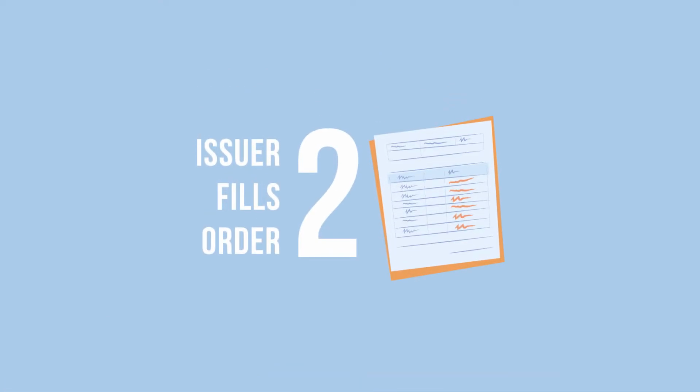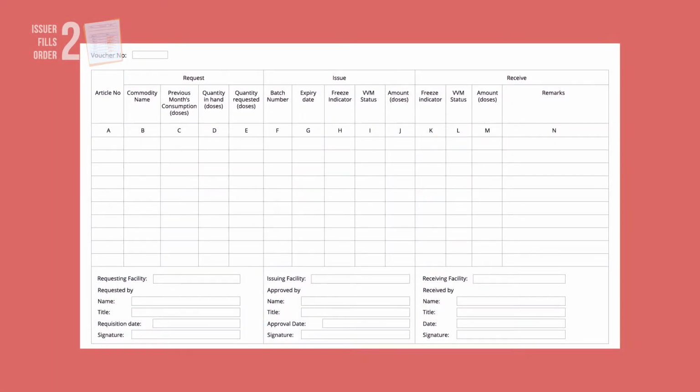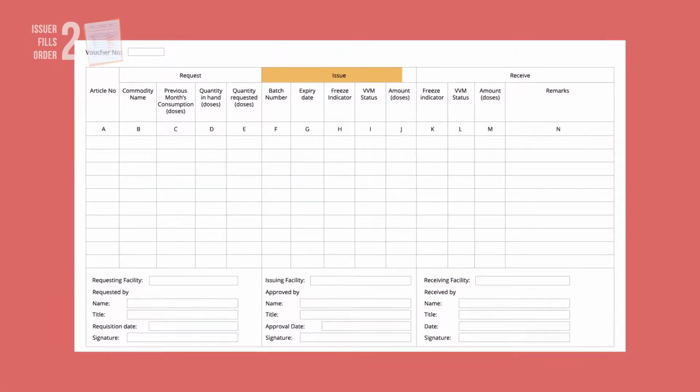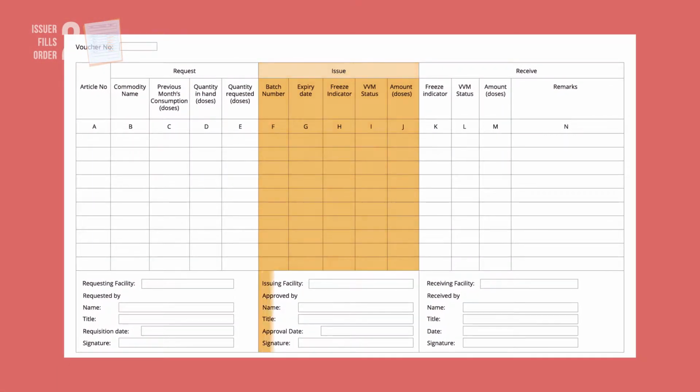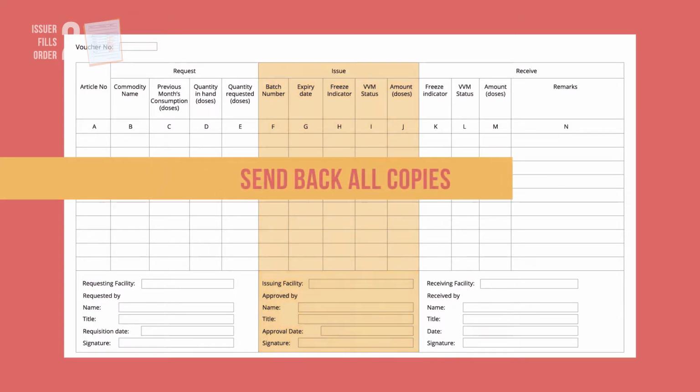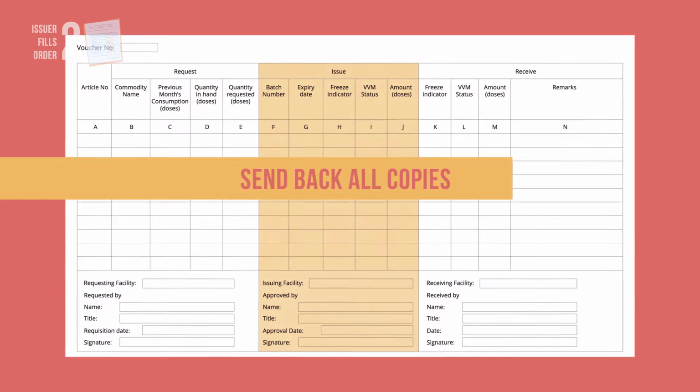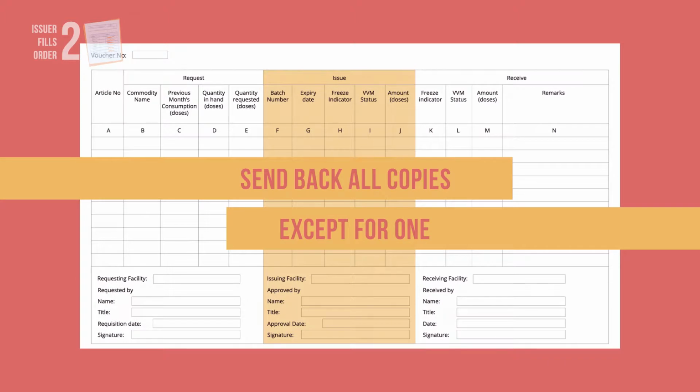Next, the voucher arrives in the district office. The person in charge of filling orders will fill the order, sign the form, and send back all the copies of the voucher to the health facility, except for one copy. The district office keeps this one copy temporarily as a reminder that they are waiting for verification that supplies were received.